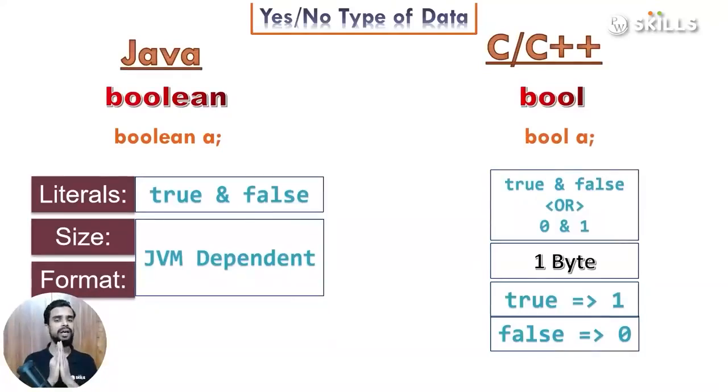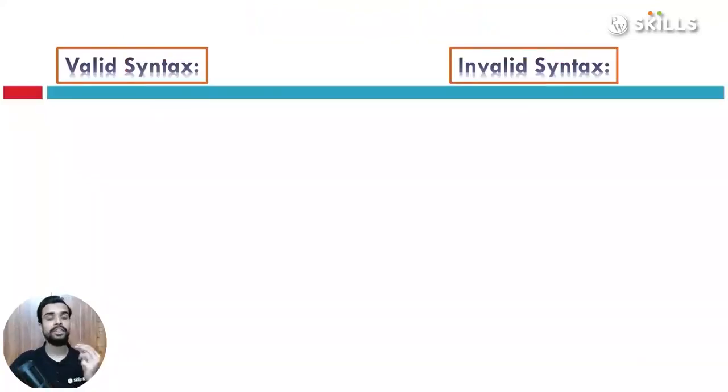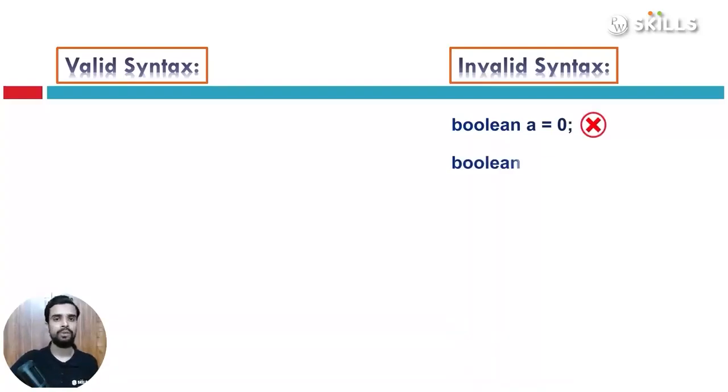Now, let us assess our understanding of the Boolean data type and identify which is the valid syntax and which is the invalid syntax. Here goes the very first syntax. Is it valid or invalid? If it was C or C++, maybe this would have been valid. But in case of Java, 100% we will not be able to assign integer values to a Boolean variable. For this reason, definitely it is going to be invalid. What about this statement? Please remember, true and false are keywords in Java. They are reserved literals. They must be used as they are without enclosing them in any kind of quotes. For this reason, this also is invalid.